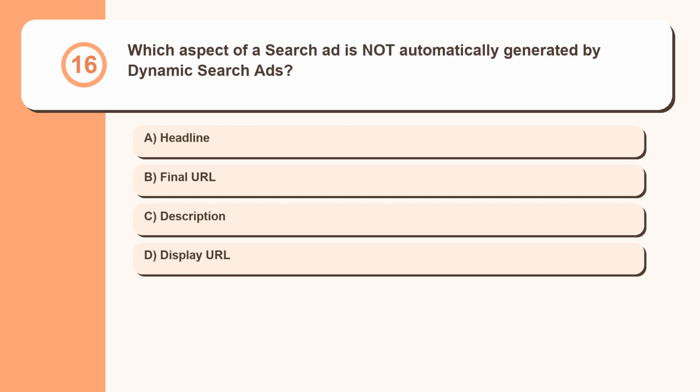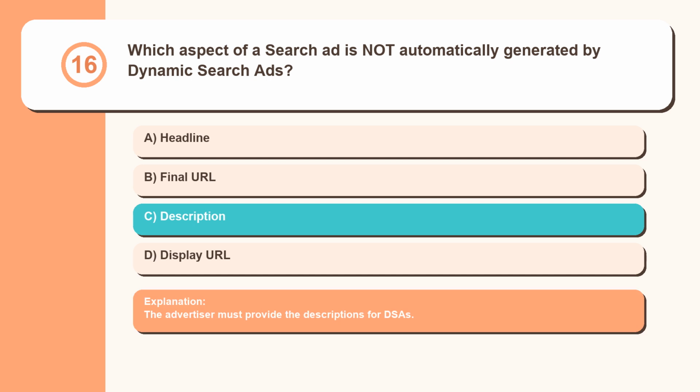Question 16. Which aspect of a search ad is not automatically generated by dynamic search ads? Headline, final URL, description, display URL. The advertiser must provide the descriptions for DSAs.